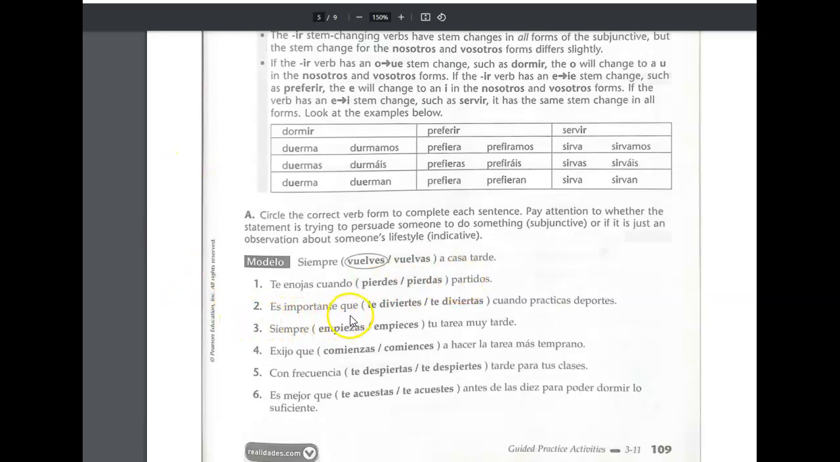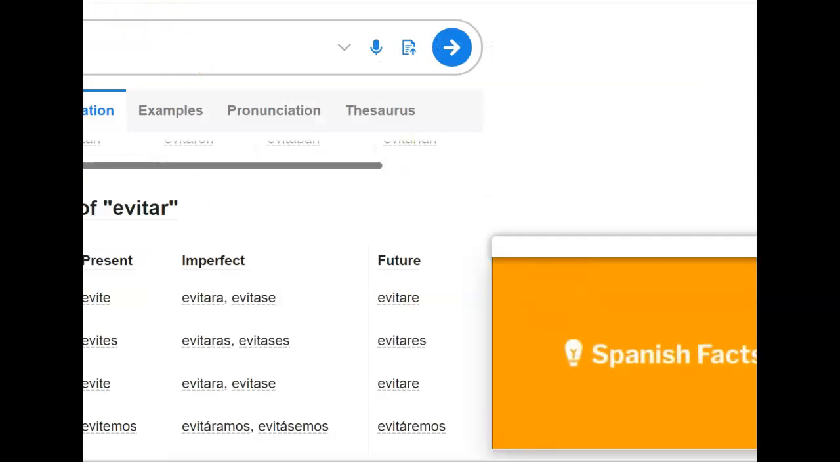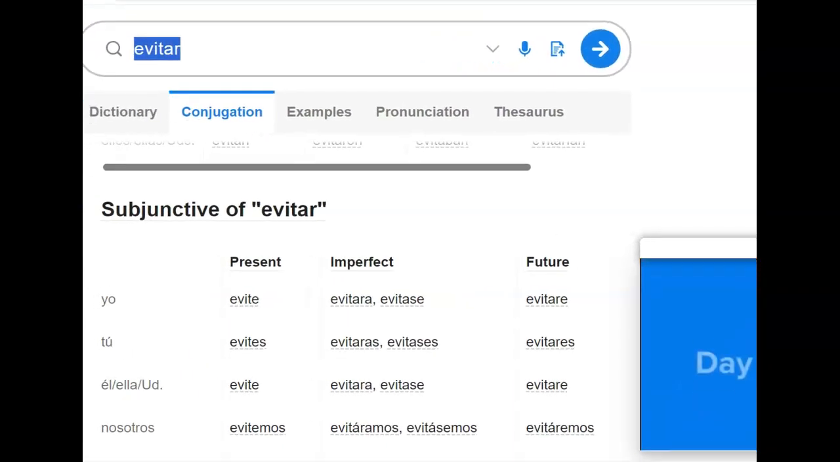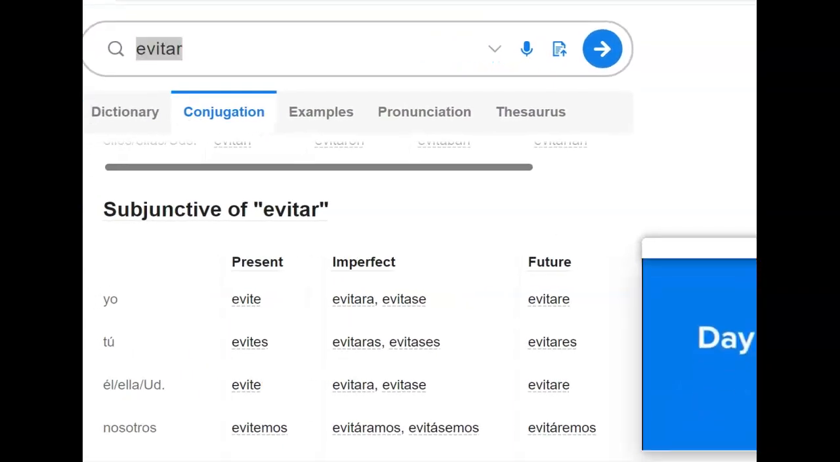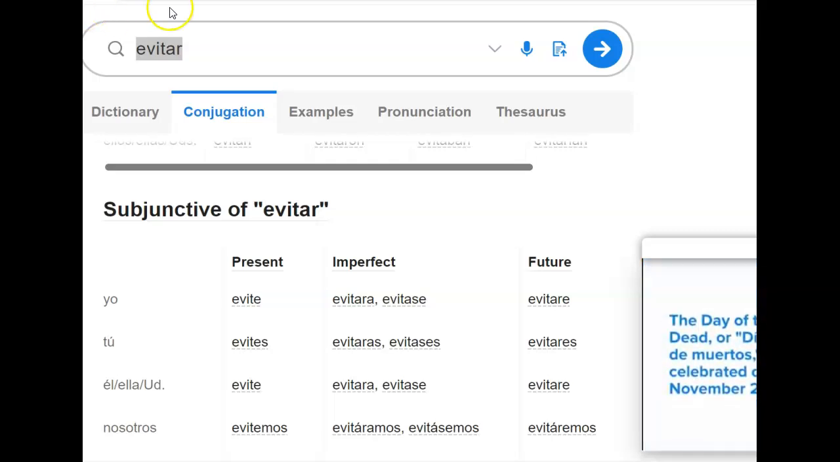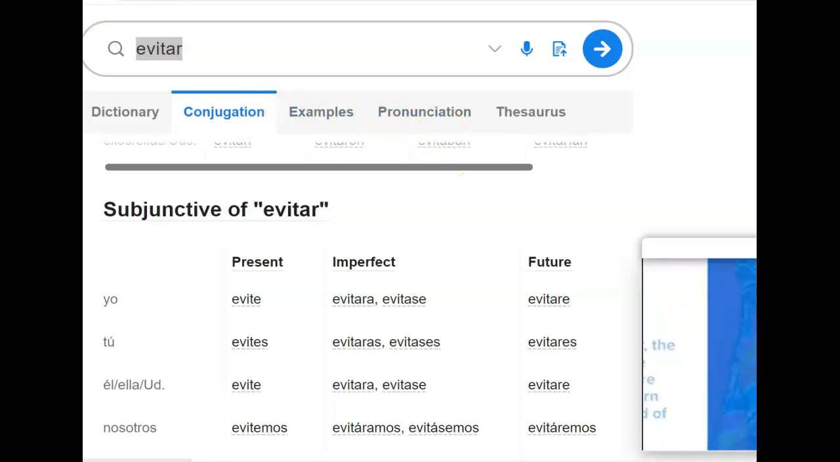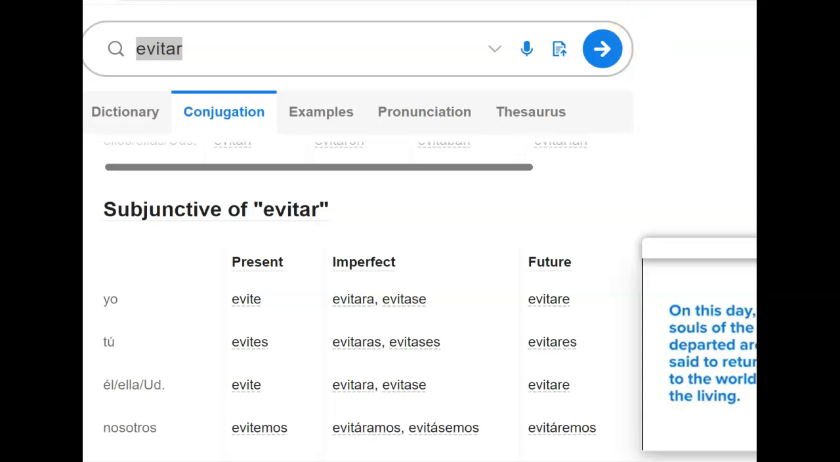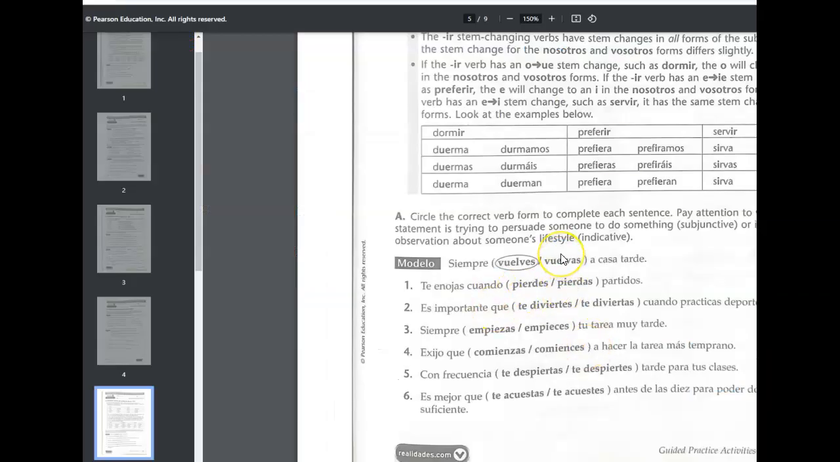Es importante que, in personal construction, subjunctive should be used here. Divertirse, and again, word reference is your best friend. Mr. K, there are hella verbs here that I don't get. That's why this takes time. That's how you acquire vocabulary, as tedious as it may be, when you come across activities, especially when it comes to verbs. And this looks like divertido, which is to be fun. So we're using different parts of speech to acquire new vocabulary.